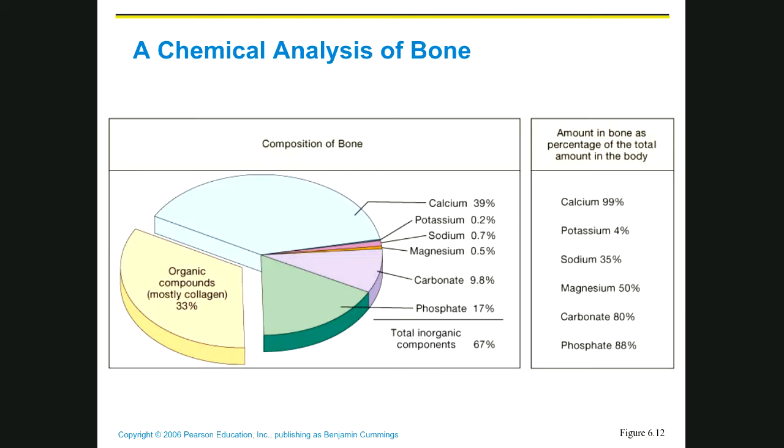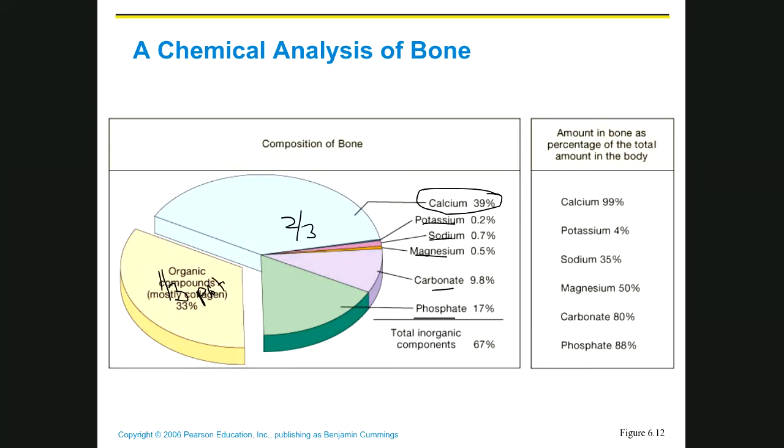And so if you look at this pie chart, you can get an idea of what bones are made out of. They're about 2/3 minerals. So 2/3 of the bone is going to be minerals, and most of that is calcium. Now, it's not the only thing. There's things like potassium and sodium and magnesium. There's a lot of carbonate, and then there's also phosphorus or phosphate. But about 2/3 of it is minerals. The other 1/3 is mostly collagen, but it's proteins, mostly collagen.